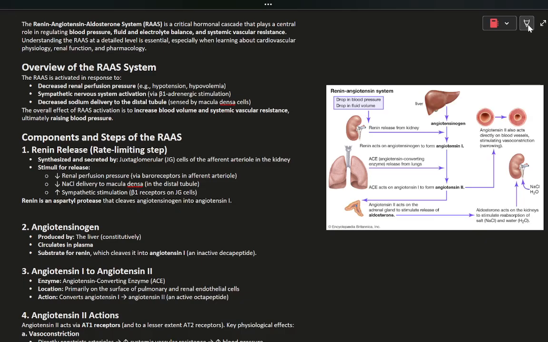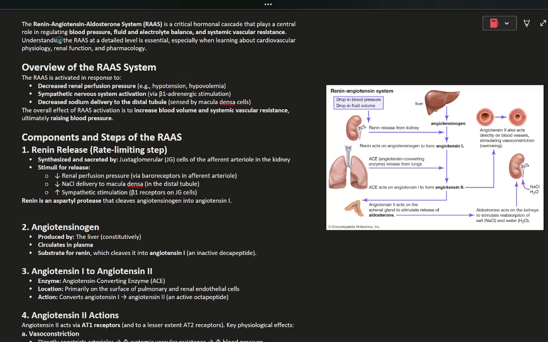In this video we're going to be talking about a very important concept in physiology, and that is the Renin-Angiotensin-Aldosterone system, commonly called the RAAS system. So what is it? It in general is a critical hormonal cascade that plays a very crucial role in regulating blood pressure, fluid and electrolyte balance, and systemic vascular resistance.